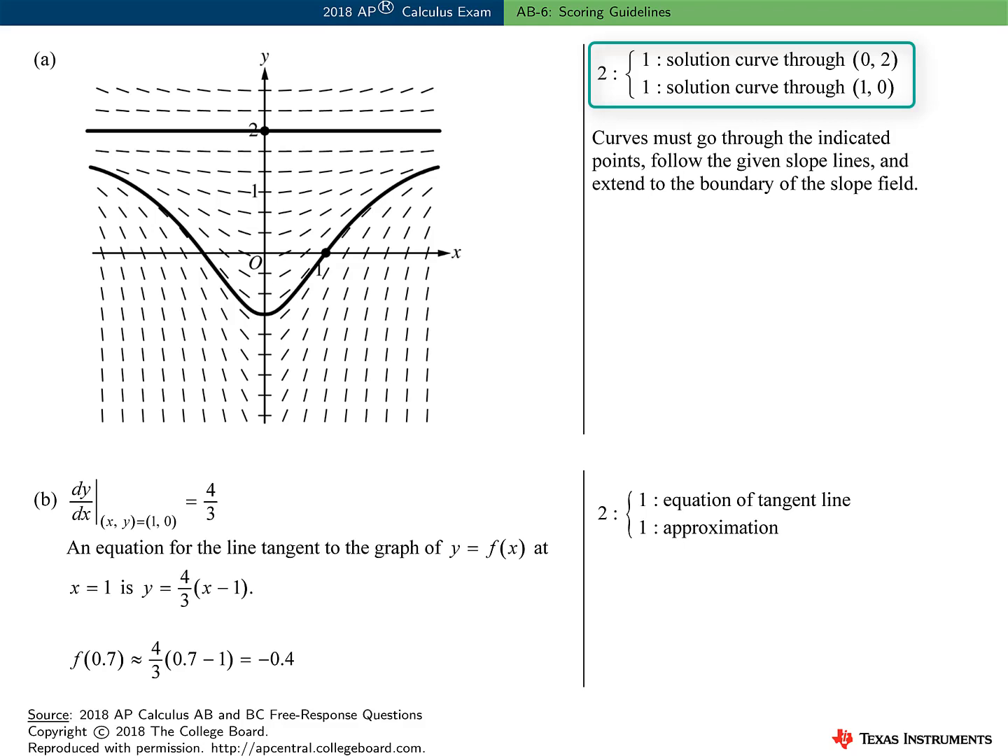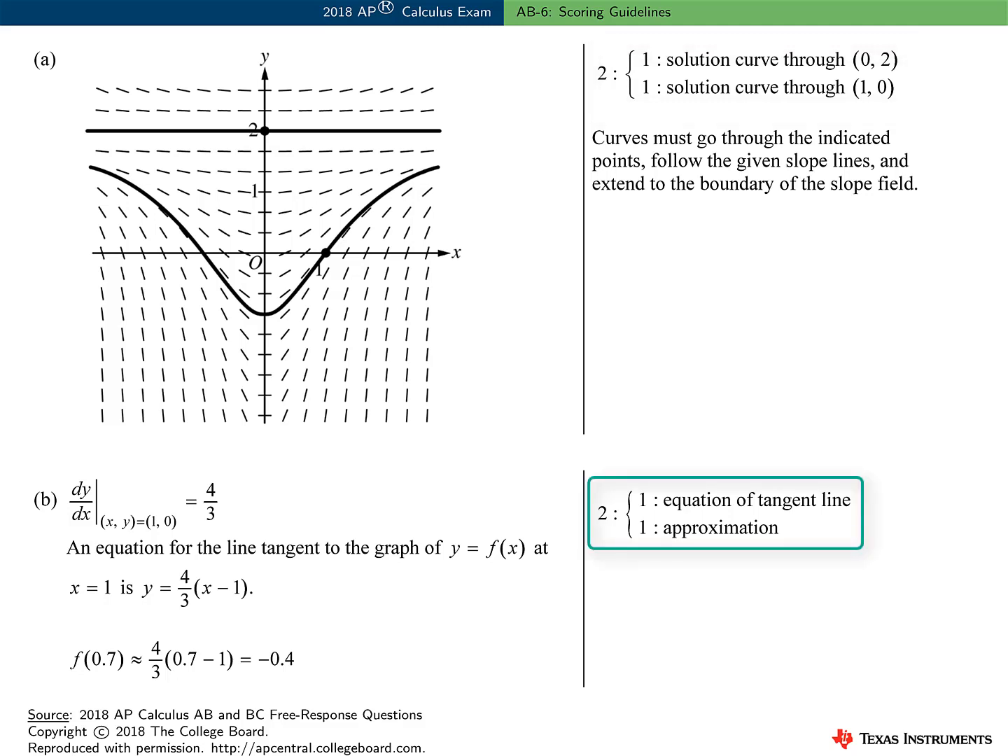Part A was worth 2 points. Very simply, 1 point for sketching the solution curve through the point (0, 2), and 1 point for sketching the solution curve through the point (1, 0). Part B was also worth 2 points. 1 point for writing an equation of the tangent line to the graph of y equals f of x at x equals 1, and 1 point for using this equation to approximate f of 0.7.